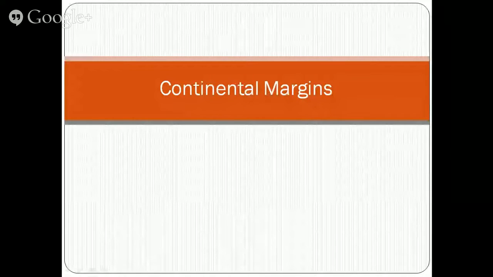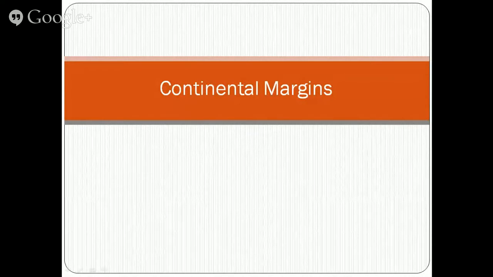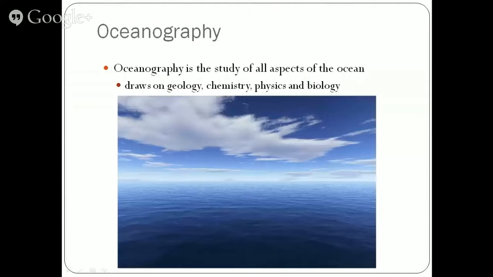All right, so starting off with continental margins. Starting off, you got to know just what oceanography is. We've talked about oceanography at the beginning of our class. We refer to it as one of the main studies that we look at in earth and environmental science. So it looks at all aspects of our ocean, and you're going to find out that it draws on geology, chemistry, physics, and biology all together.